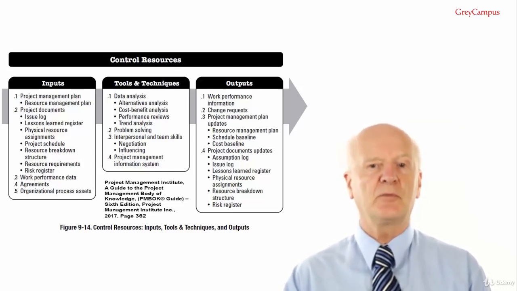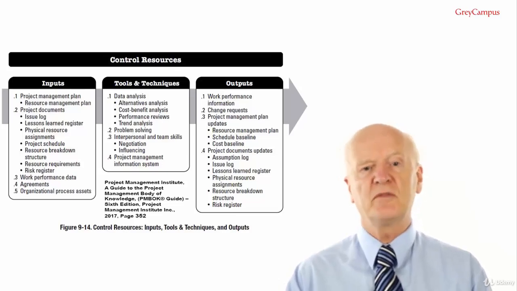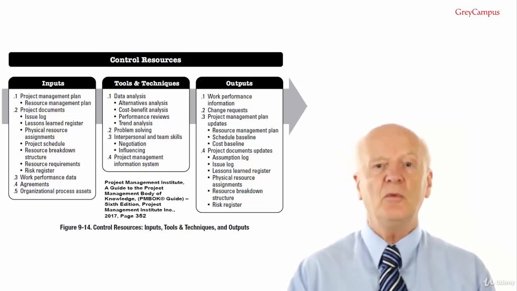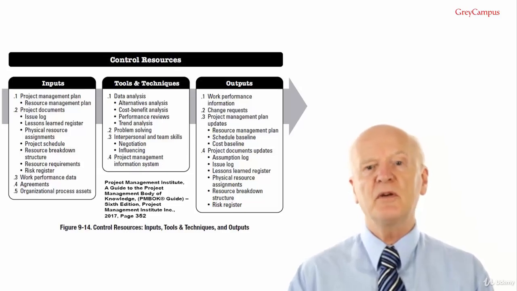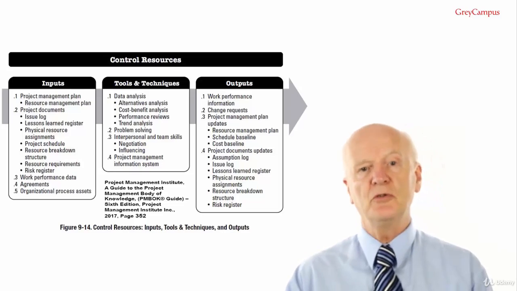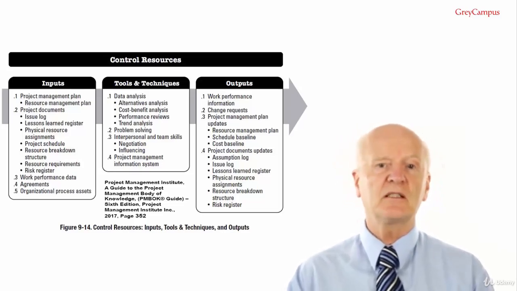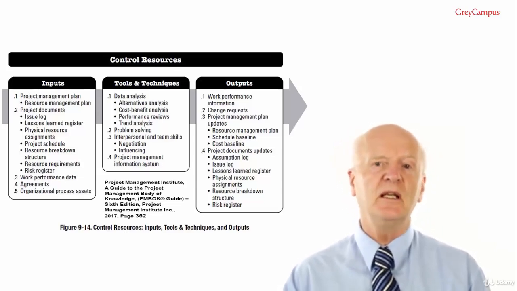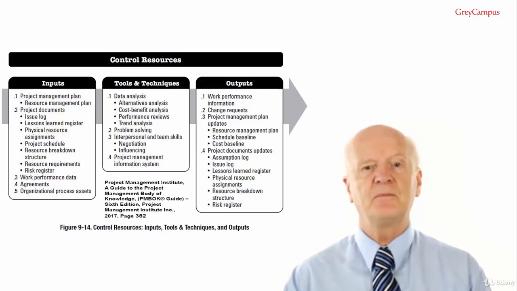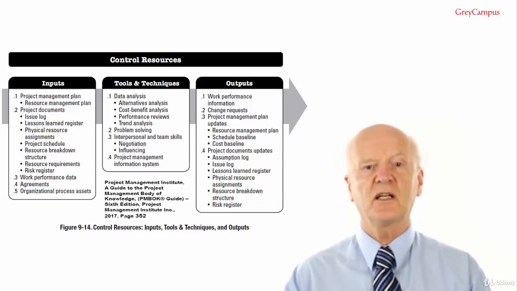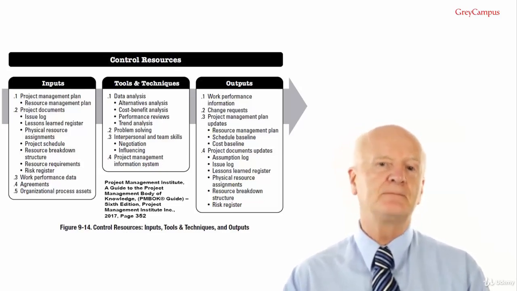Control resources outputs. Number 1, performance information. Work performance information includes details on how the project work is progressing by comparing resource requirements and resource allocation to resource utilisation across project activities. This comparison can show gaps in resource availability that need to be addressed. And as mentioned before, we might consider extra staff on overtime if things are going too slowly.